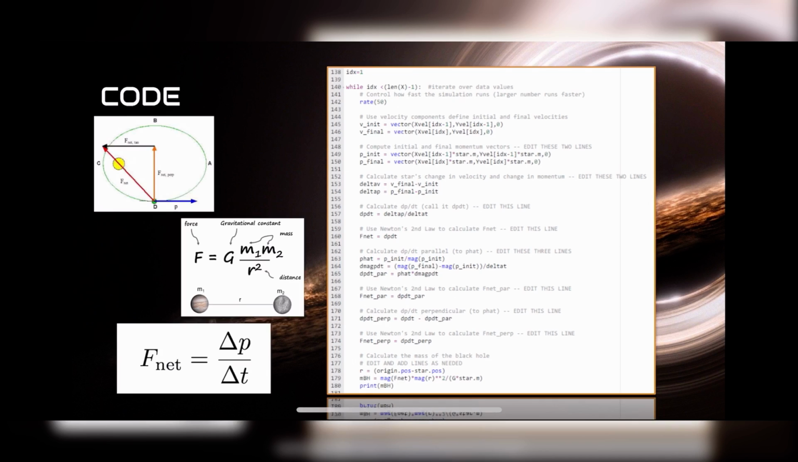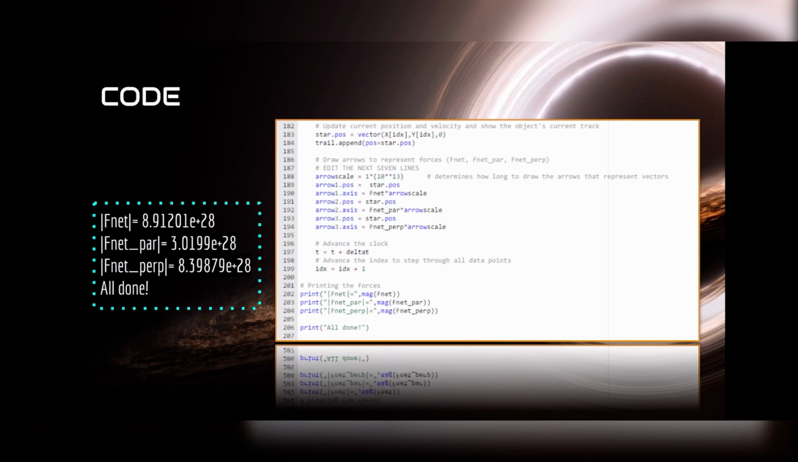Finally, we get down to calculating the mass of the black hole, where our distance R would be the origin minus the star's position. The mass of the black hole would equal the magnitude of F net times the magnitude of R raised to the 2, over G, the gravitational constant, times the star's mass, which takes us on to our last slide.